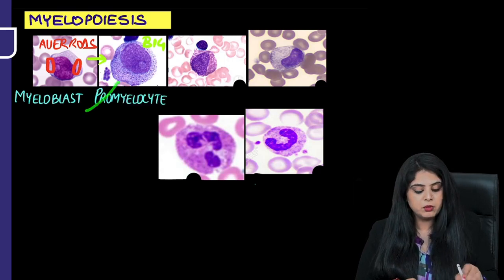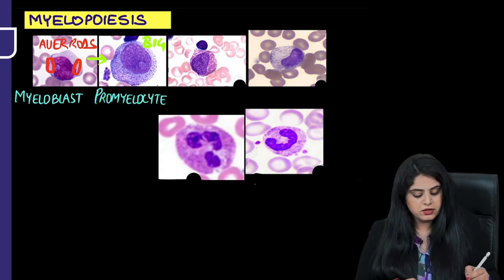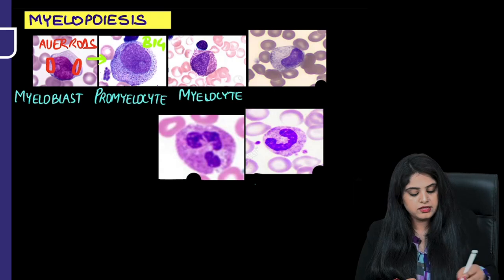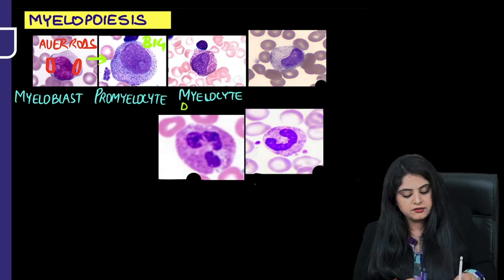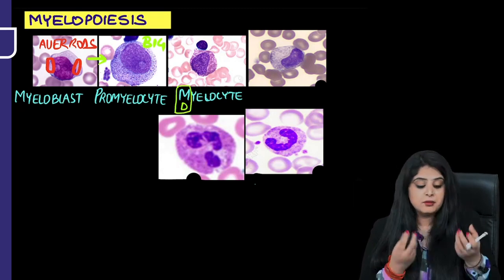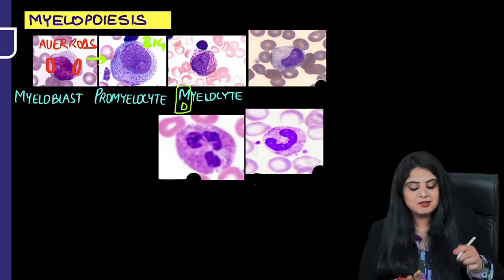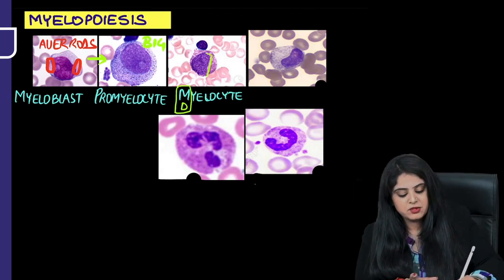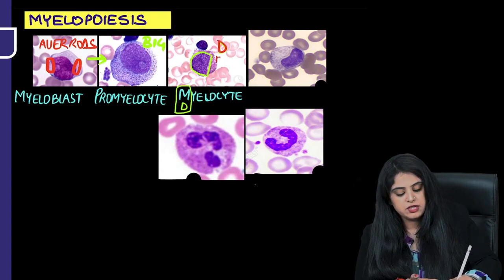Then you will cut out the pro. Cut the pro. What are you left with? You're left with myelocyte. Now, what about the myelocyte? Myelocyte is very, very blessed. What are all of you working for today? You're listening to this snapshot video. You want to clear your MD exam. Myelocyte has MD, meaning it has a D-shaped nucleus. Myelocyte is identified by the presence of a D-shaped nucleus.